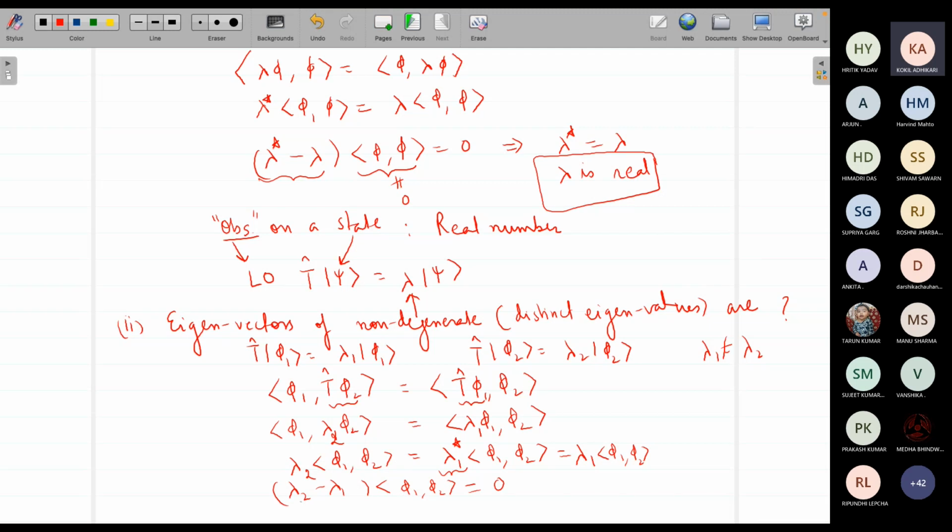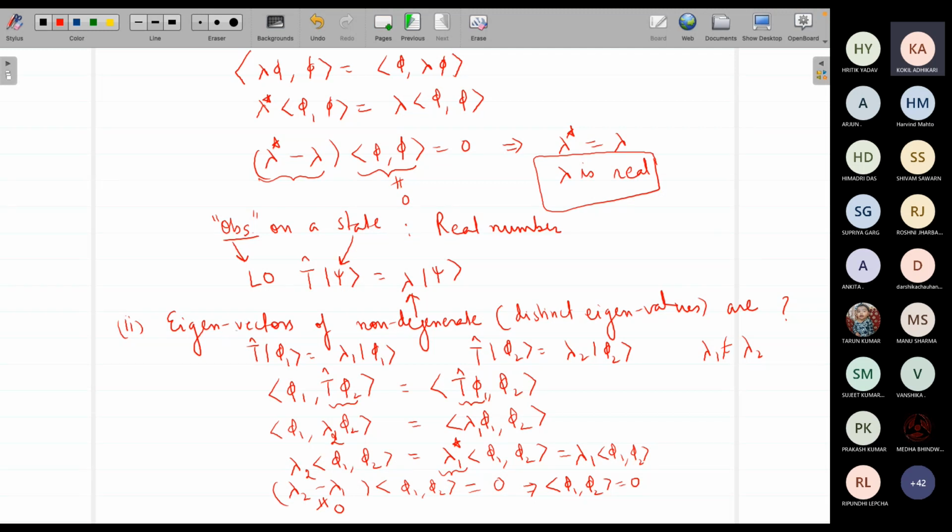Lambda 1 and lambda 2 are not the same, which is the case for distinct eigenvalues. So what is the consequence for phi 1 and phi 2? They are orthogonal. This means this term has to be 0, which is the condition of orthogonality. So the eigenvectors of the non-degenerate system correspond to orthogonal eigenvectors, nothing else.